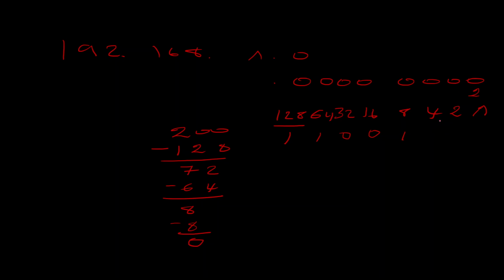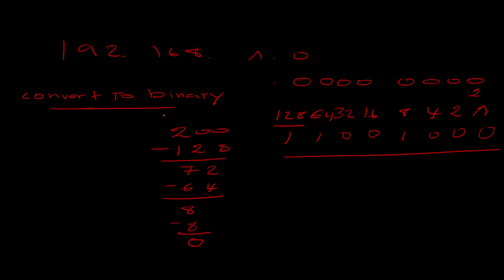Then I ask how many 4s inside of 0? 0. How many 2s inside of 0? 0. How many 1s inside of 0? 0. And that's the binary number of the number 200. That's exactly what you do if you want to convert to binary. It's a little bit complicated in the beginning, but you will get there.